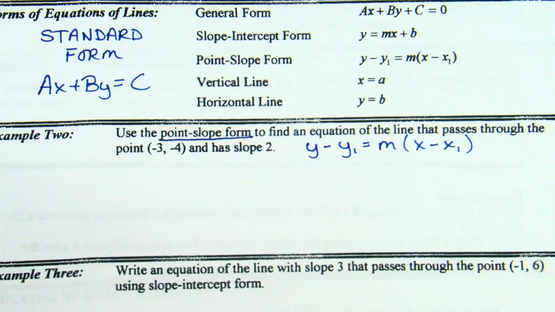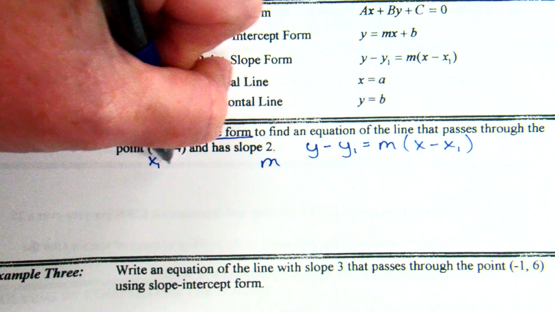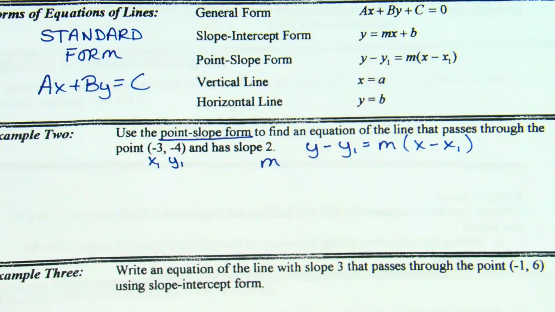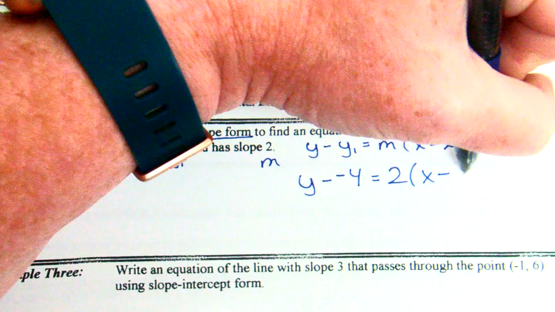What do you know about that slope of 2? It is your m. So that's going to go in for m. What about that -3 and -4? Yeah, those are my x1 and y1 values. And then just the plain x and y are just your x and y variables, right? Okay, can we plug things in and do it? y minus, what's y1? -4 equals m, which is 2, times x minus, what's x1? -3.